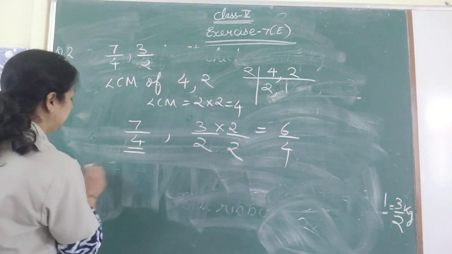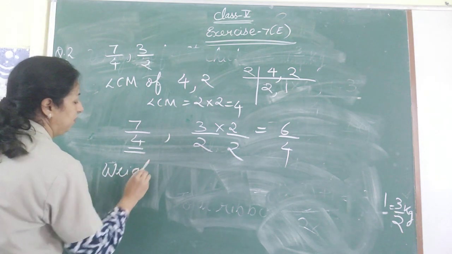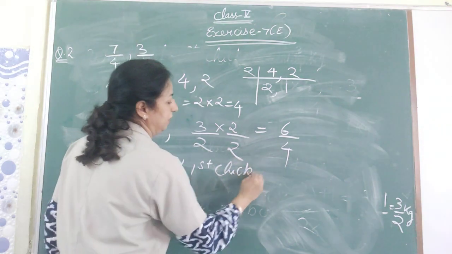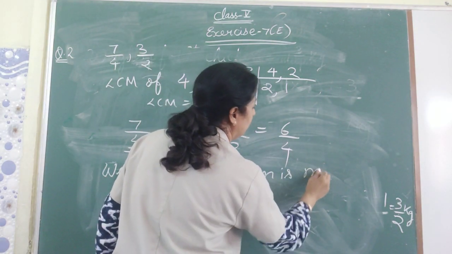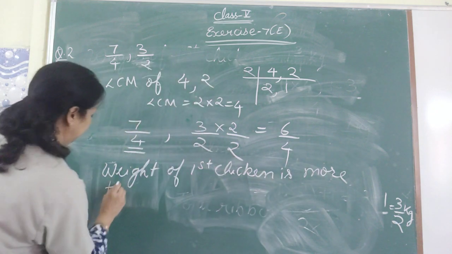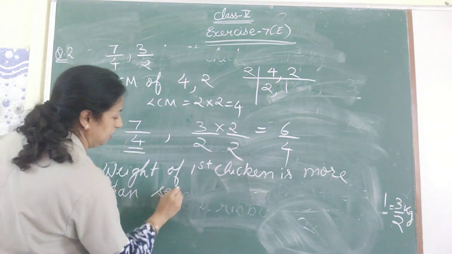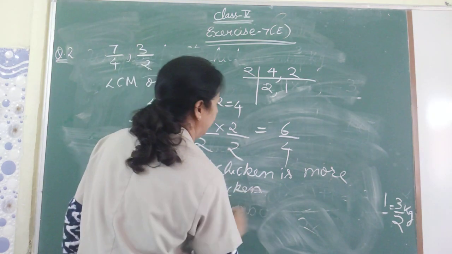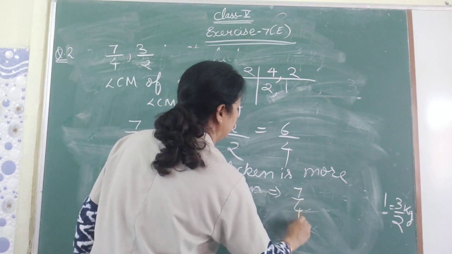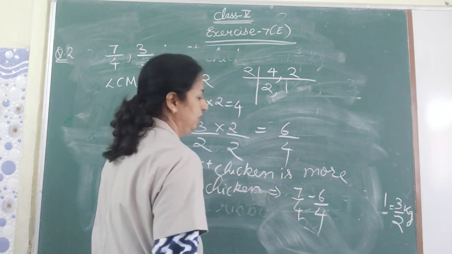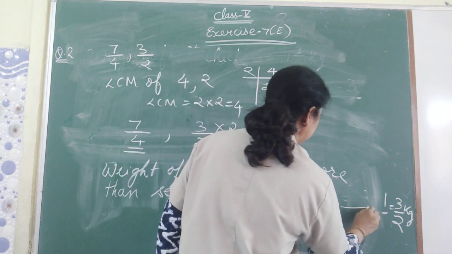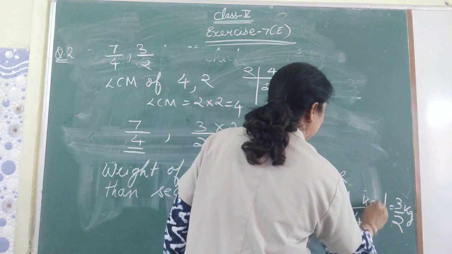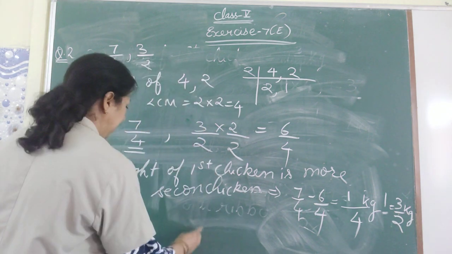Now how much is the weight of the first chicken more than the second chicken? Okay, now by how much, we need to find 7 by 4 minus 6 by 4. Since they are like fractions, we will keep the denominator the same, and 7 minus 6 is 1. So it is 1 by 4 kilogram.